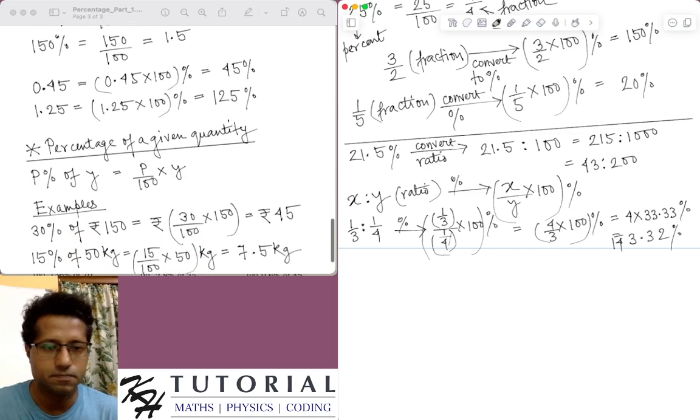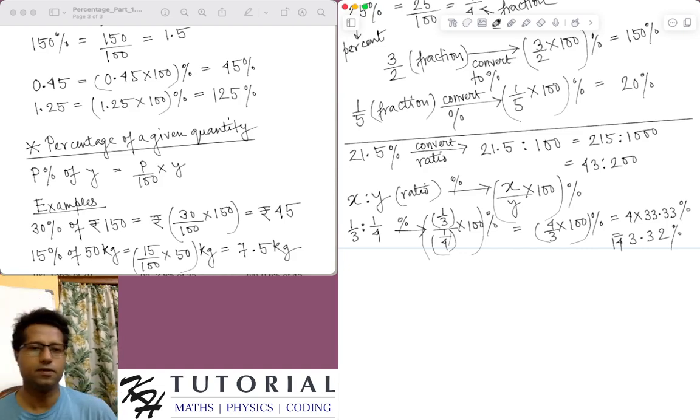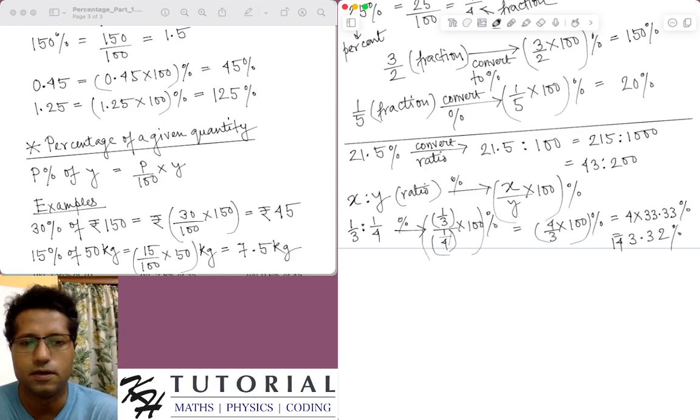So the last concept is percentage of a given quantity. If you are given a quantity, and that quantity will have some unit, and you are asked to find some percentage of that quantity, then p percentage of y is nothing but p by 100 into y. This is a very simple formula, p by 100 into y.